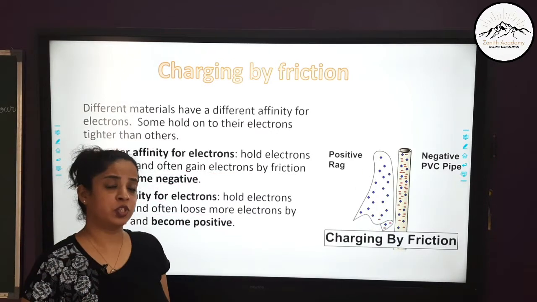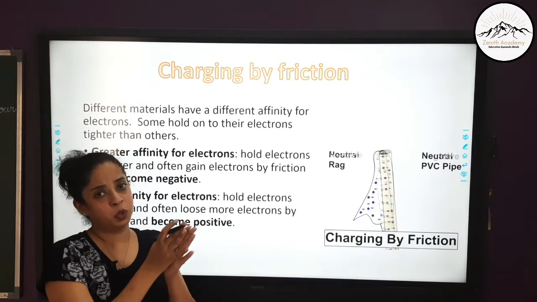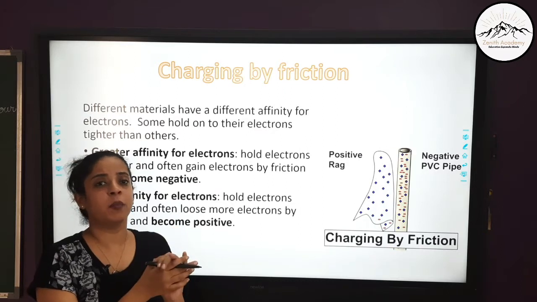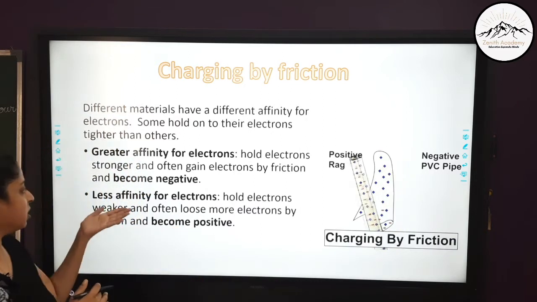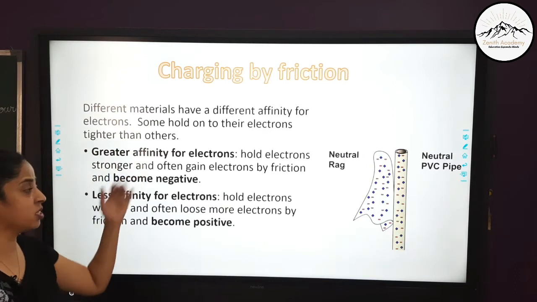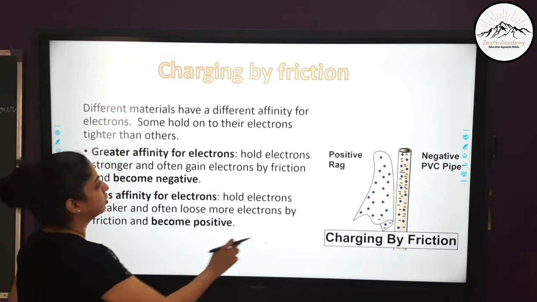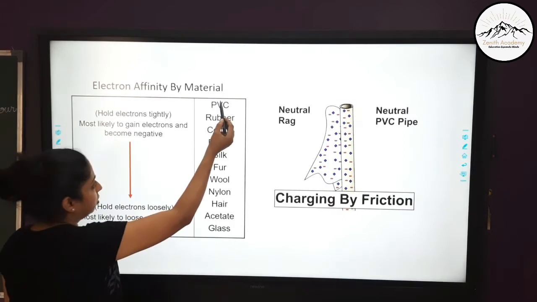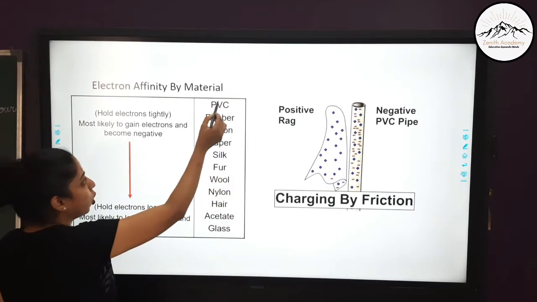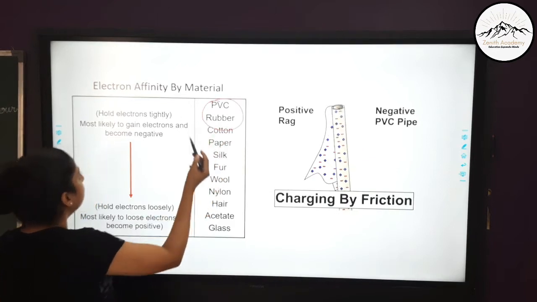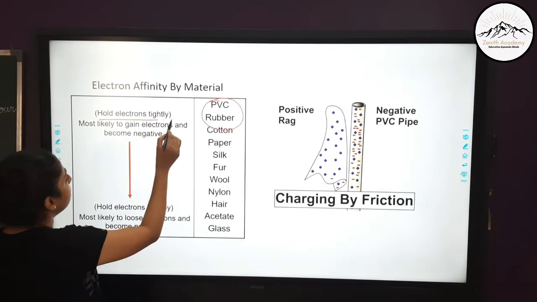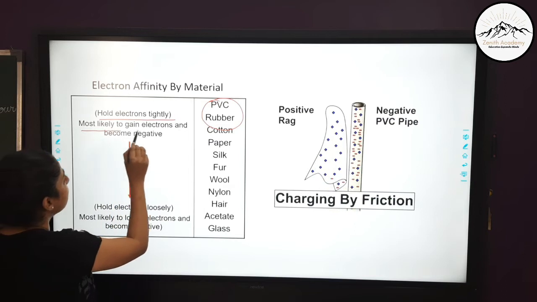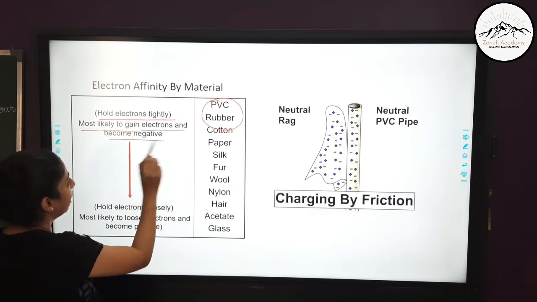Now students, the question arises that when we rub two substances, how will we determine which substance has less affinity for electrons and which substance has greater affinity for electrons? So here I have given a table for electron affinity. The substances which are at the top of this table hold the electrons tightly.